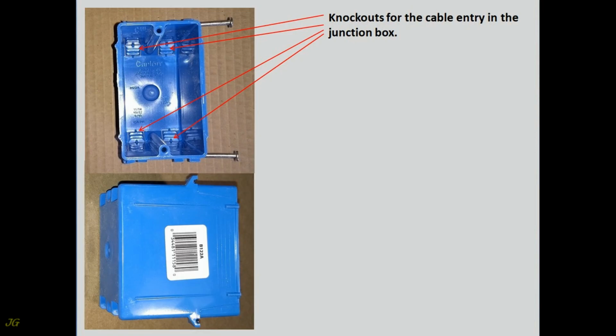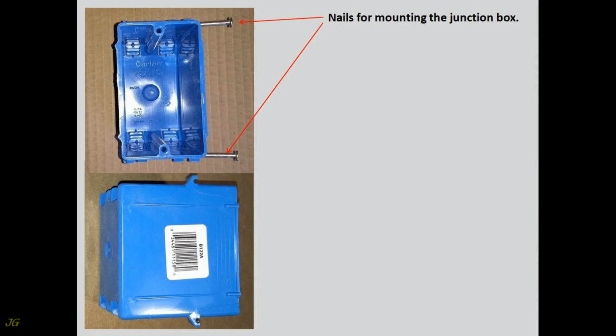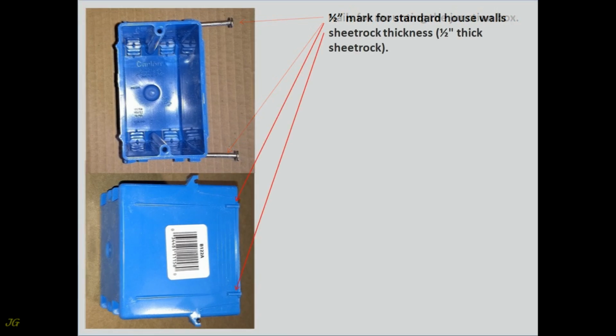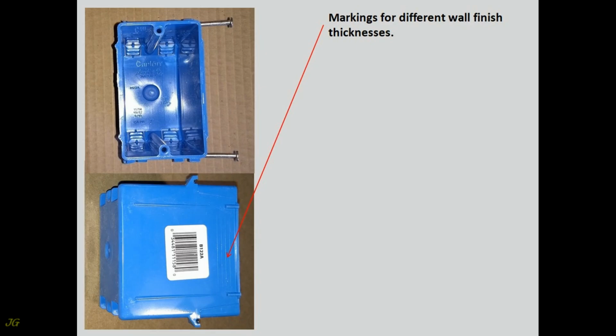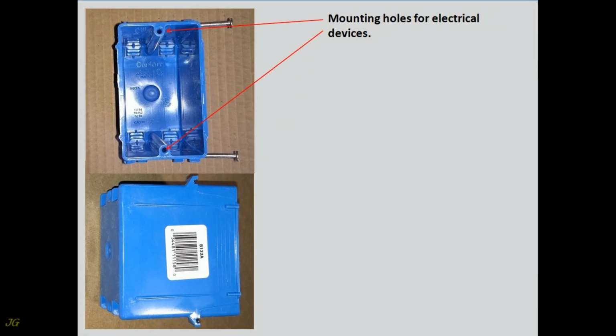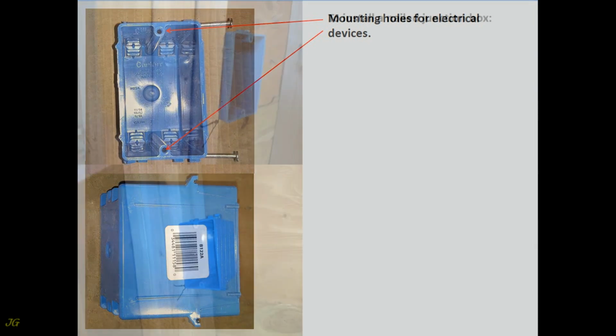Knockouts for the cable entry in the junction box. Nails for mounting the junction box. 1/2 inch mark for standard house walls, 1/2 inch thick sheetrock. Markings for different wall finish thicknesses. Mounting holes for electrical devices.